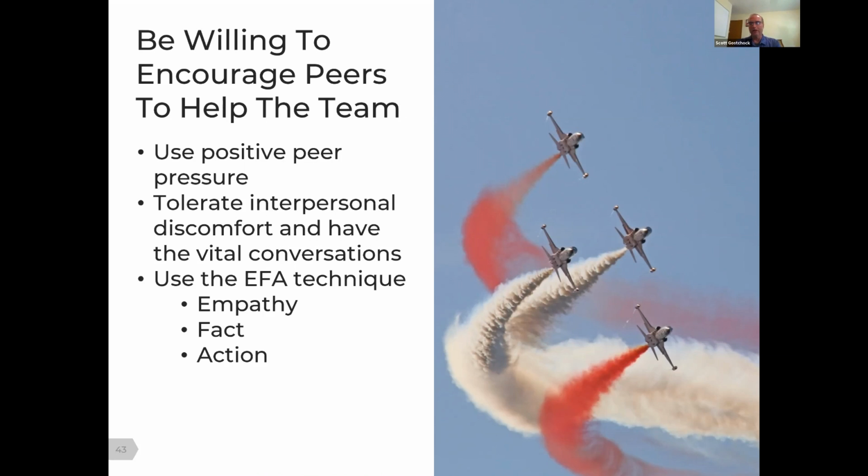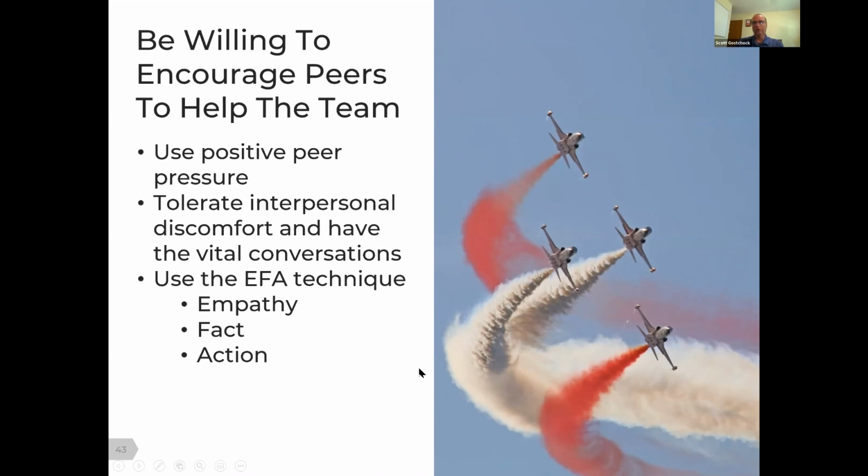So empathy, fact, action gives you a straightforward, rational, productive way to approach accountability. Yep, we can empathize, say, yep, been there before. However, the facts are we needed this project. So therefore, here are the specific action steps to take us to the finish line. EFA.